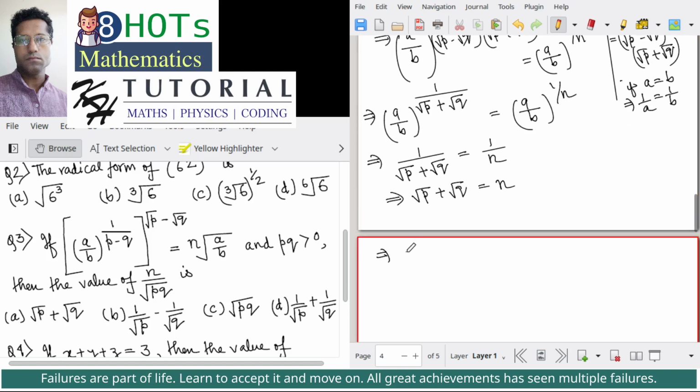So we have to find the value of n by square root of pq. So n by square root of pq becomes square root of p plus square root of q, and this whole divided by square root of pq. After simplification this will be 1 by square root of q plus 1 by square root of p. So the correct choice is D. D is the correct choice.